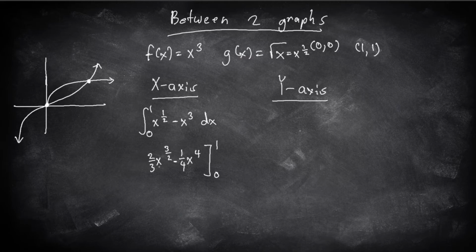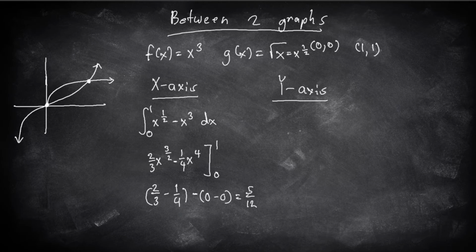Now we plug in 1. 1 to any exponent is just 1. So this is just 2/3 minus 1/4. Now we plug in 0 in here. 0 to anything is just 0, and 0 times something else is just 0. So there's 0 here and 0 here when we plug in 0. So overall, it's just 2/3 minus 1/4. So this would be 8 minus 3, which is 5 over 12.